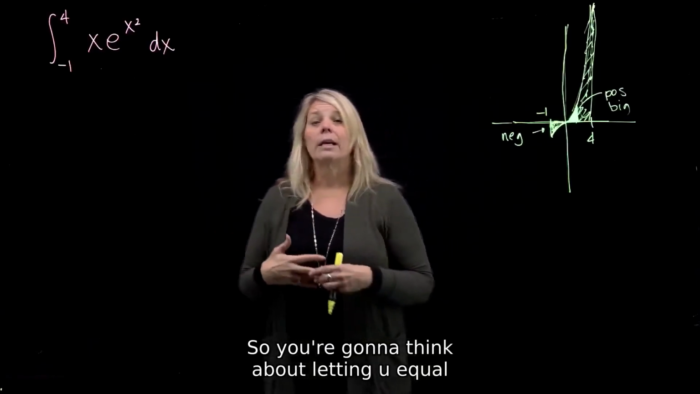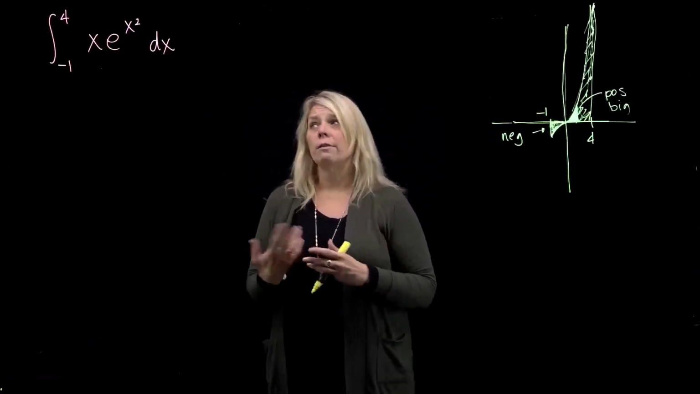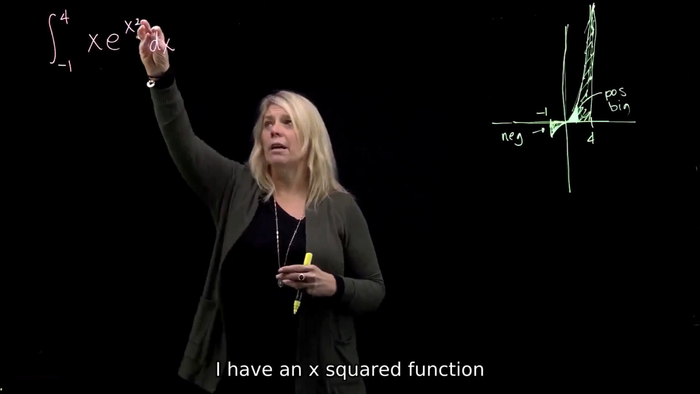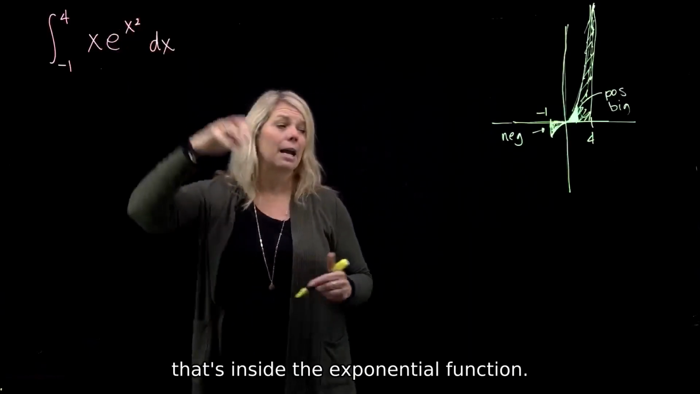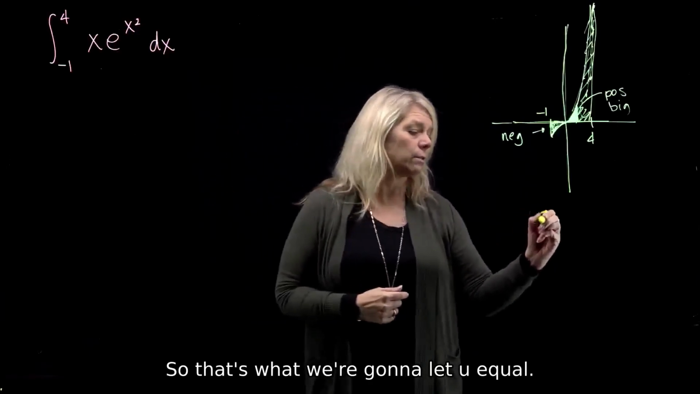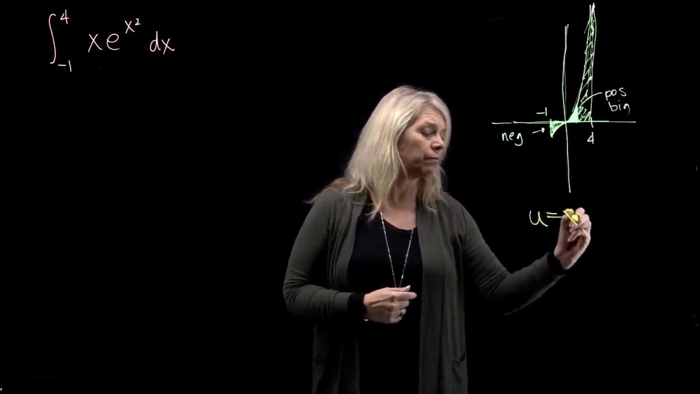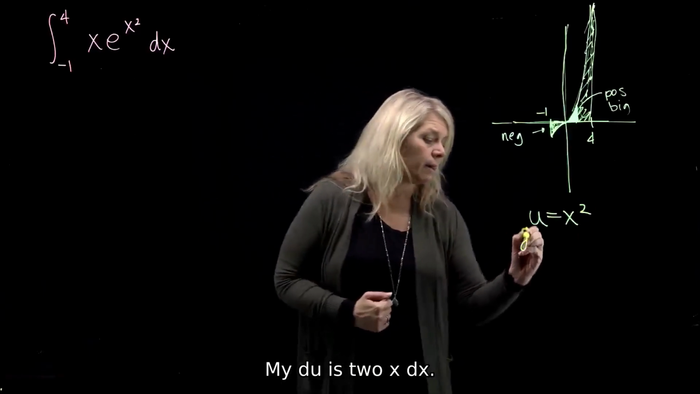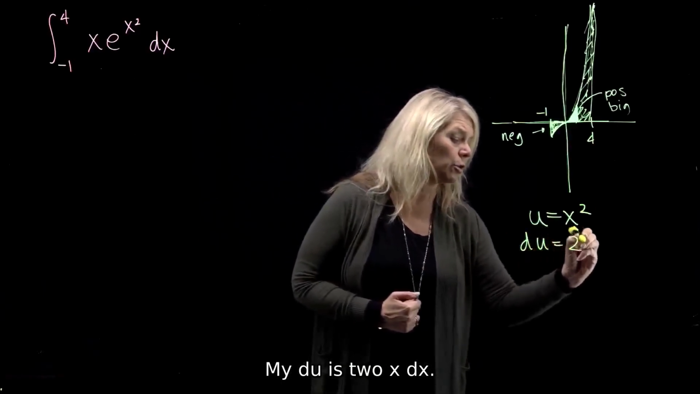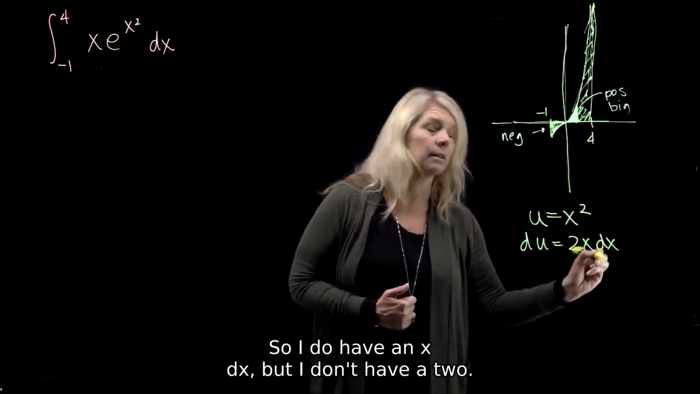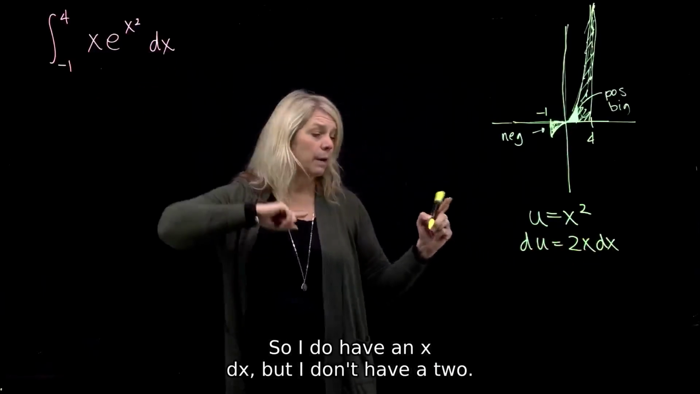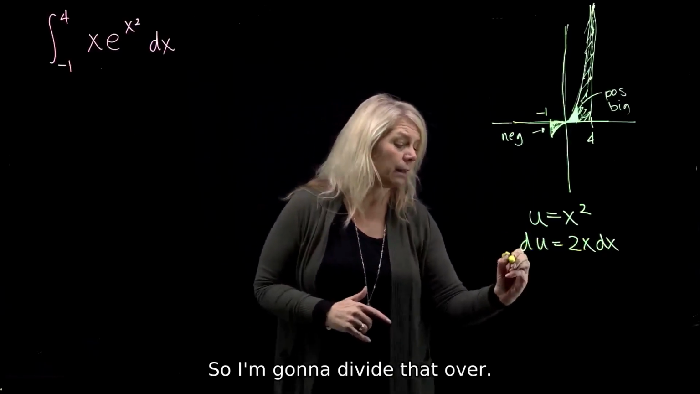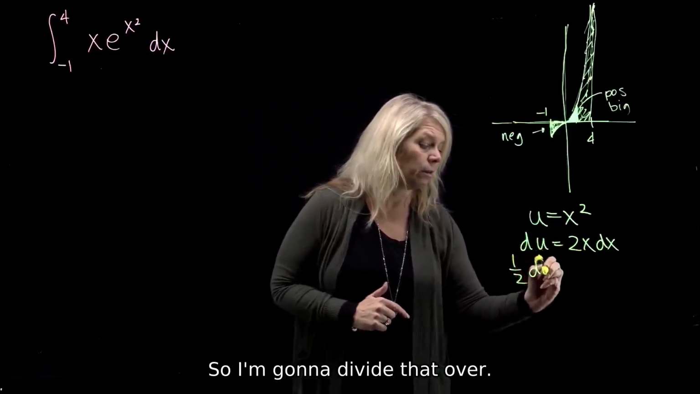So you're going to think about letting u equal the inner function. If you can see an inner function here, I have an x squared function that's inside the exponential function. So that's what we're going to let u equal. My du is 2x dx. So I do have an x dx, but I don't have a 2. So I'm going to divide that over.